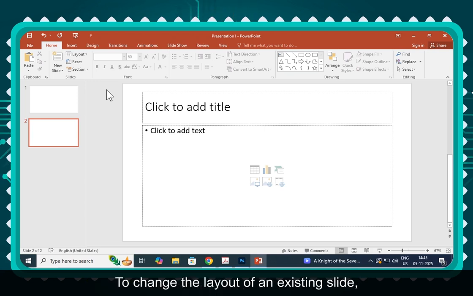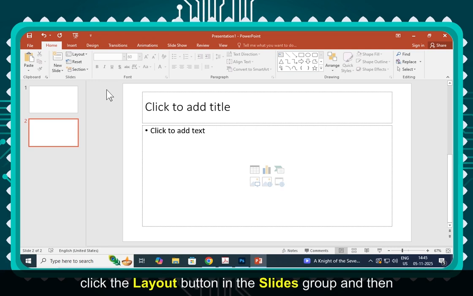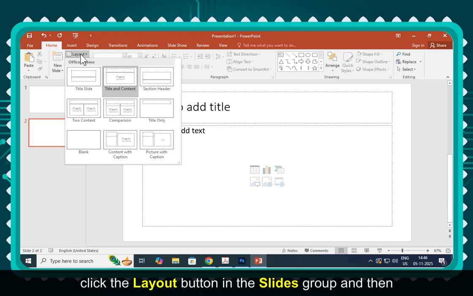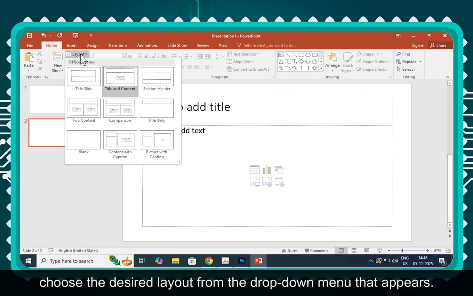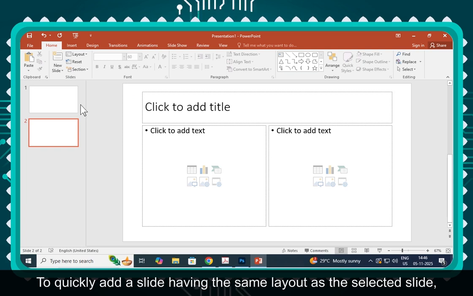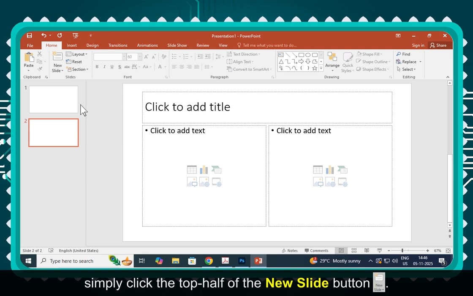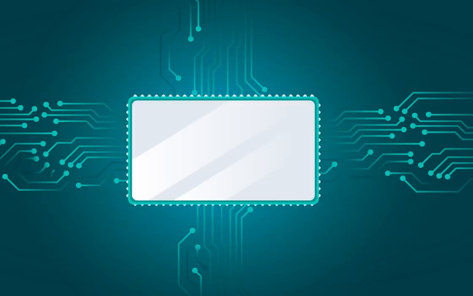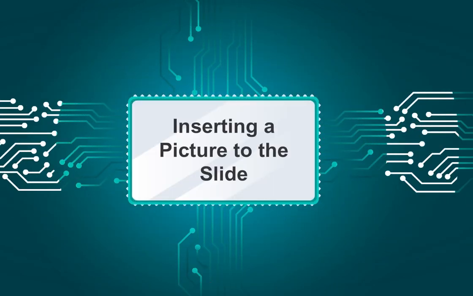To change the layout of an existing slide, click the Layout button in the Slides group and then choose the desired layout from the drop-down menu that appears. To quickly add a slide having the same layout as the selected slide, simply click the top half of the New Slide button.